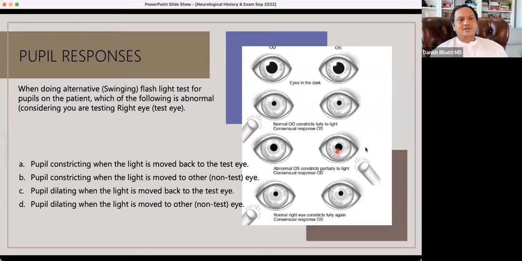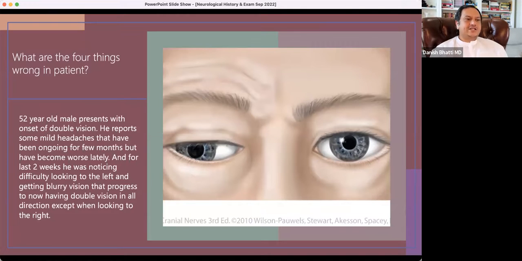So the constriction of the eye is a normal phenomenon, no matter where the light is, and dilation of the eye is an abnormal phenomenon, no matter where the light is. And that is what is being tested in this swinging torch light reflex. Let's look at another question.